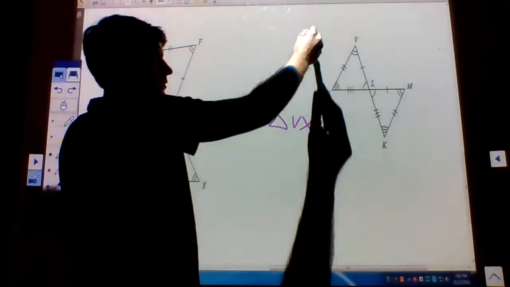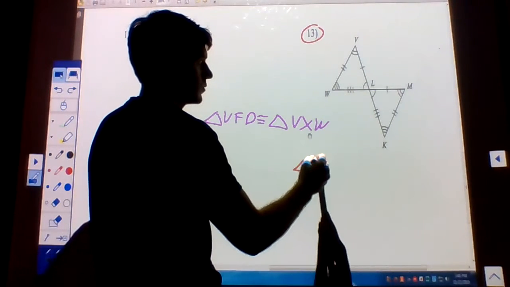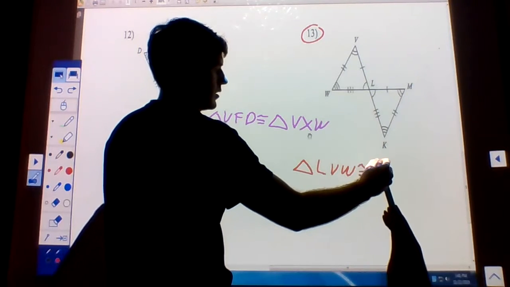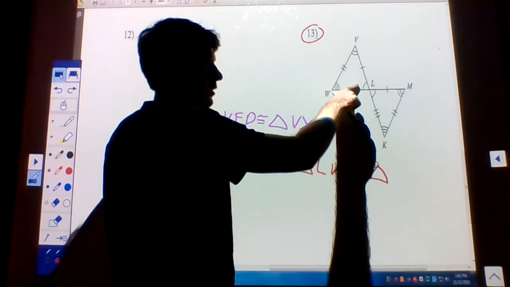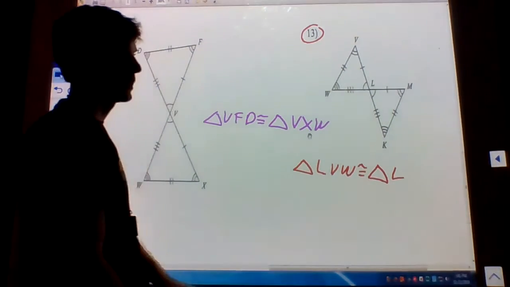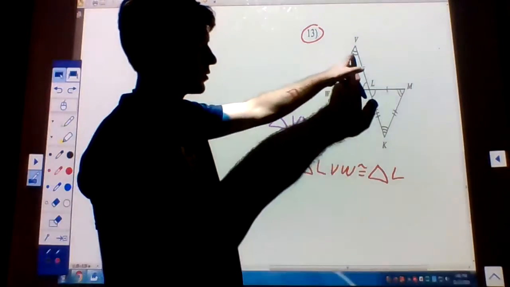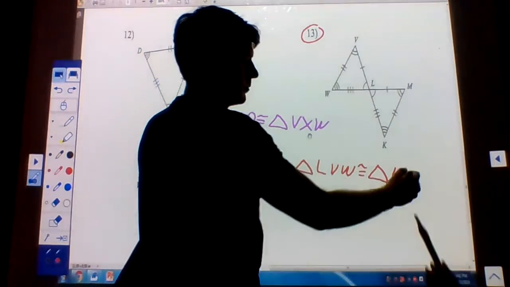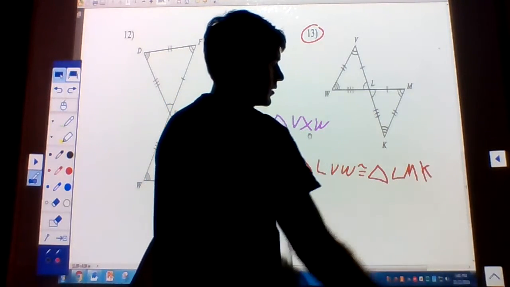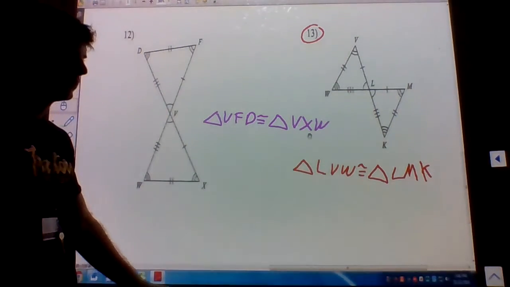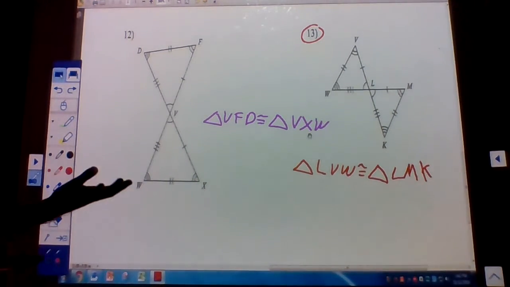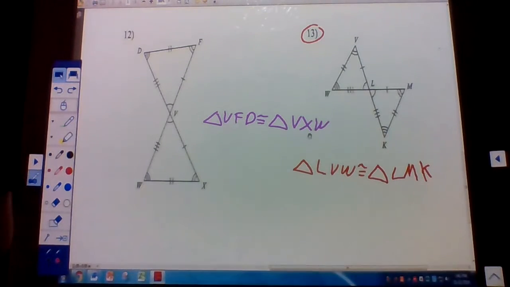Okay, and then 13 here. I'm going to name the first one LVW. Okay, so L has 1 arc in this triangle. It's also got 1 arc in that triangle, so L is going to correspond with L. V has 2 arcs, so it's going to correspond with M, which also has 2 arcs. Then W has 3 arcs, so it's going to correspond with K. So triangle LVW is congruent to triangle LMK. Okay, and I think that's it for this worksheet.